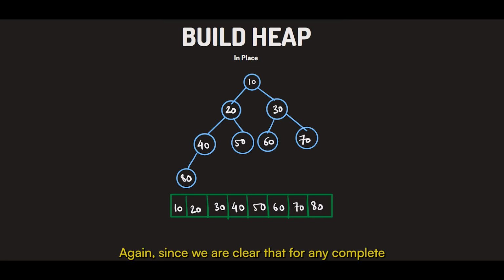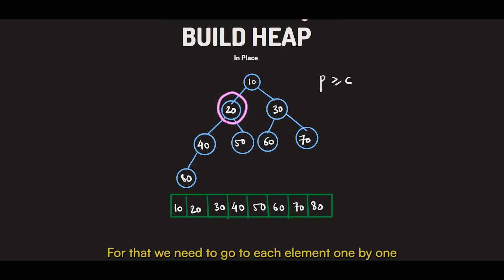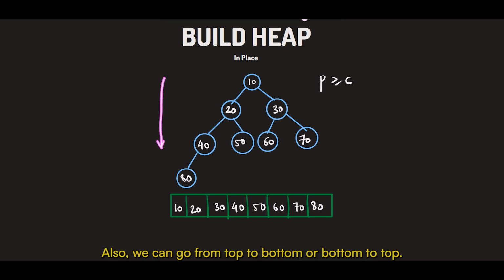Again, since we are clear that for any complete binary tree to be called a max heap, all the elements in the tree should follow the property that p is greater than or equal to c for any parent p and its child c. For that, we need to go to each element one by one and perform the Heapify up operation or the Heapify down operation. Also, we can go from top to bottom or bottom to top.